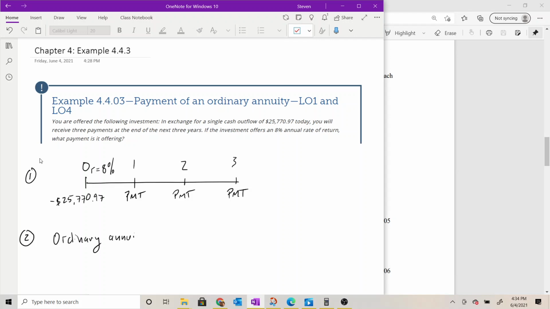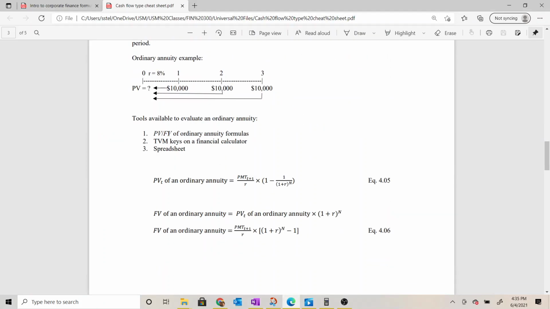And once we know that we're dealing with an ordinary annuity, then we know what tools are available to us to evaluate the problem. We could use either the present value or future value of an ordinary annuity formula, just depending on what information we have and what we're trying to solve for. We could use the time value money keys on the calculator, and as always, we could use a spreadsheet.